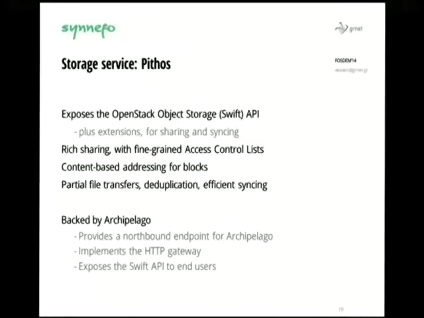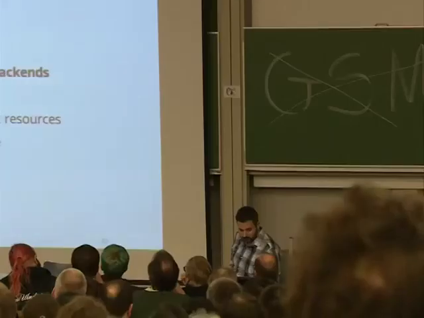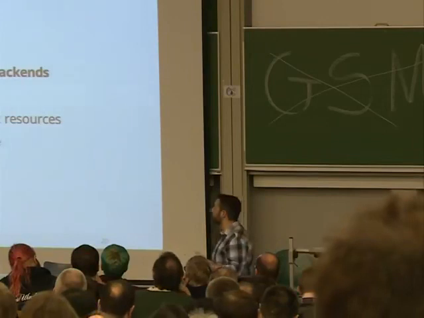All of this starts with Archipelago. Archipelago is a common storage backend for files, images, snapshots, and volumes. And Archipelago is backed by Ceph. So what is Archipelago?